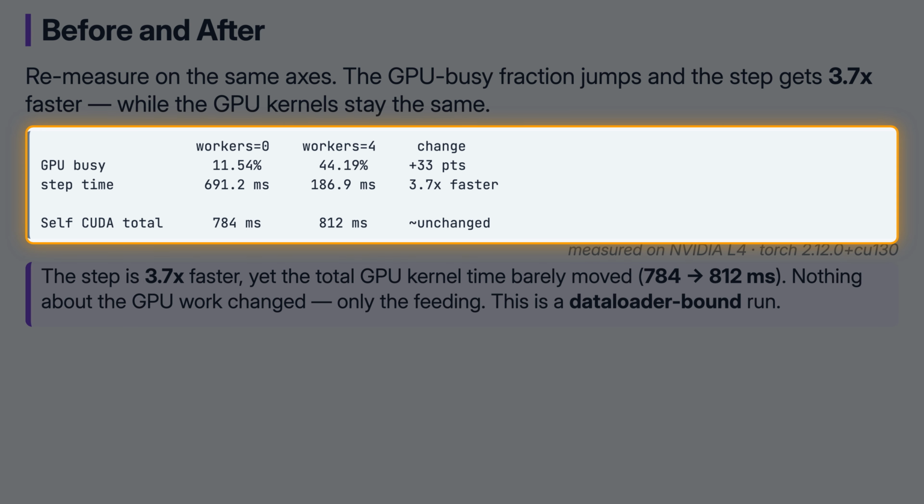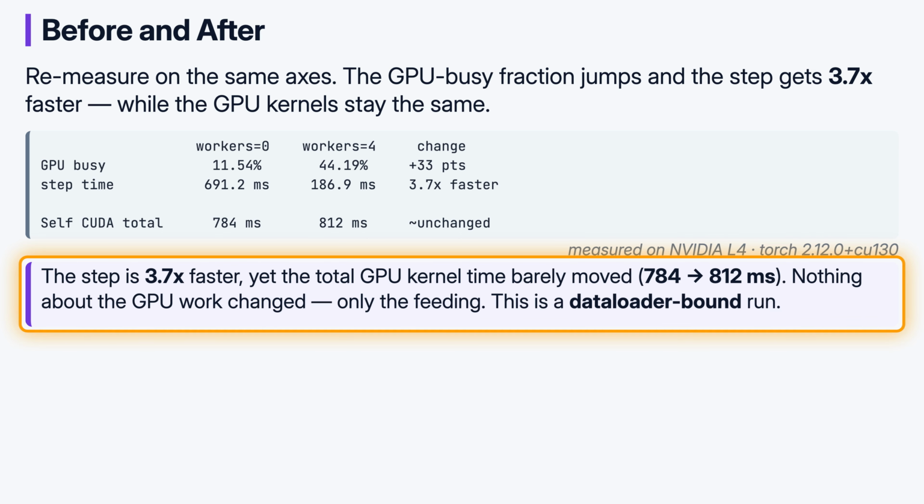Remeasure on the same axes. GPU busy rises from 11.5% to 44%. The step drops from 691 to 187 milliseconds, 3.7 times faster. Now look at the self-CUDA total, 784 versus 812 milliseconds. The GPU did the same work either way. Only the feeding changed, so this run is Dataloader-Bound. Be honest, 44% is better, not saturated. The real win is the 3.7 times speedup.